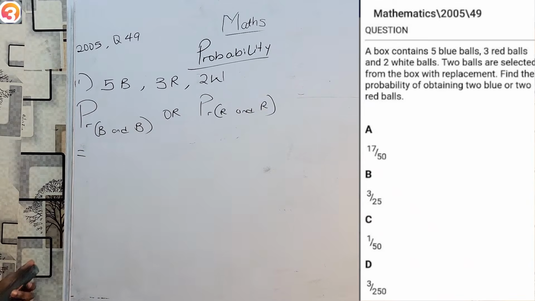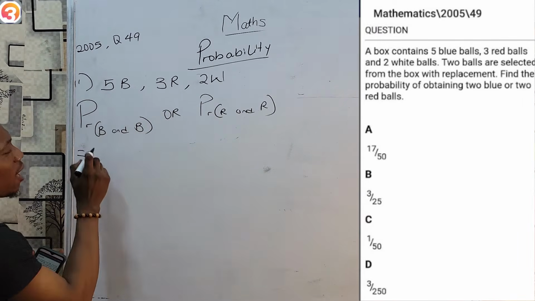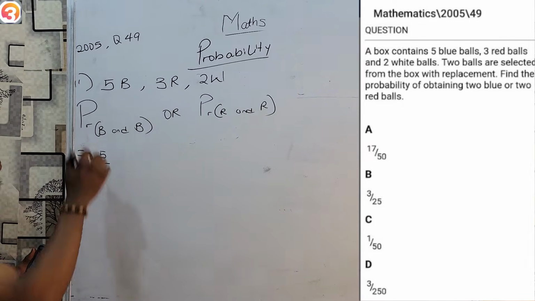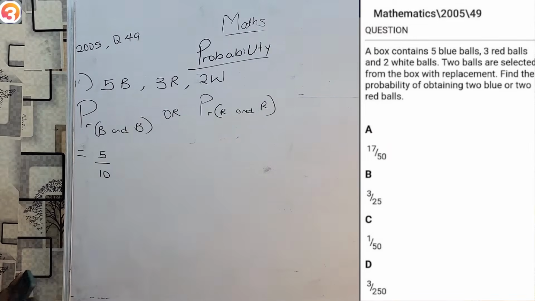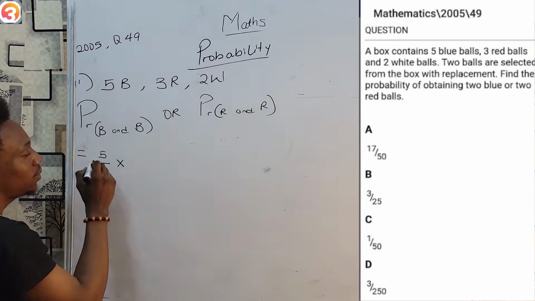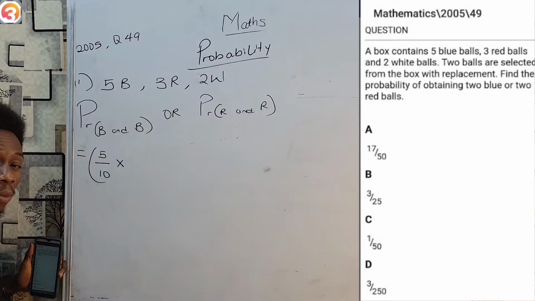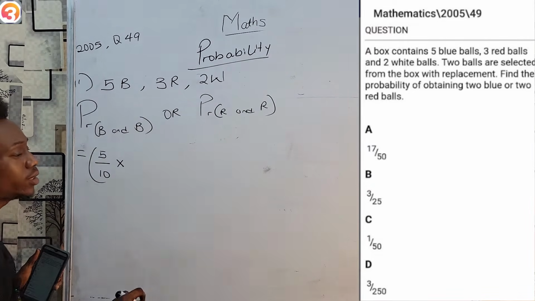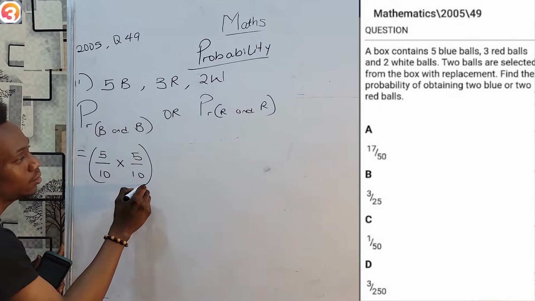So what's the probability of picking a blue ball in this situation? How many blue balls do I have? I have 5 blue balls. How many balls are there in total? 5 plus 3, 8 plus 2, 10. And the probability of picking a blue ball is 5 over 10. And becomes times. Then because I replaced it, after taking 1 blue ball, I put it back in. So I still have 5 blue balls and everything is still 10. So the probability remains 5 over 10.